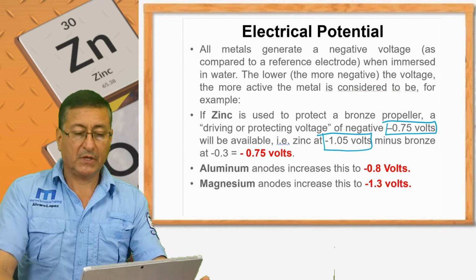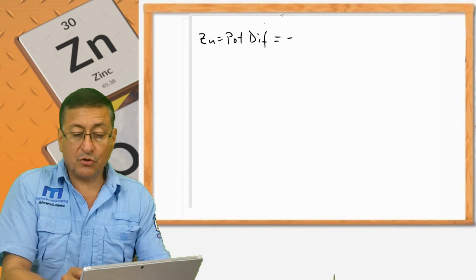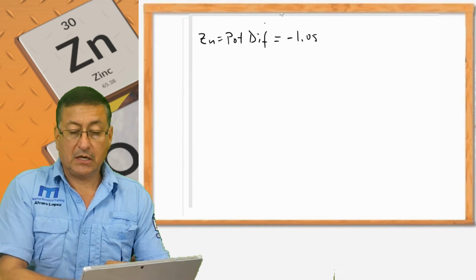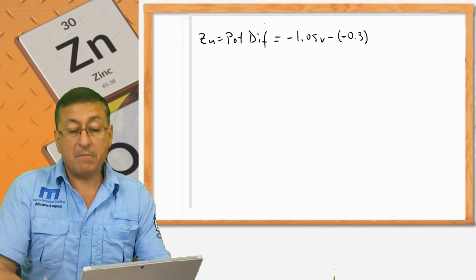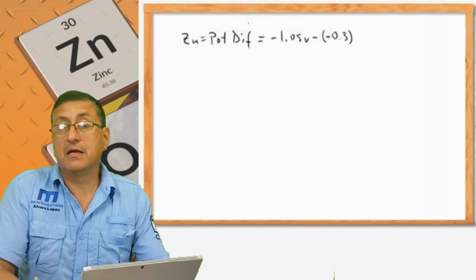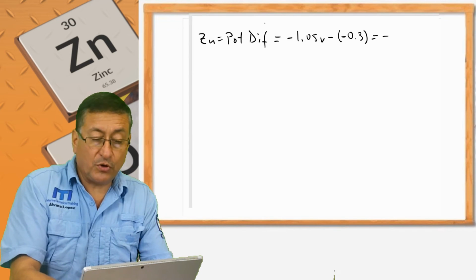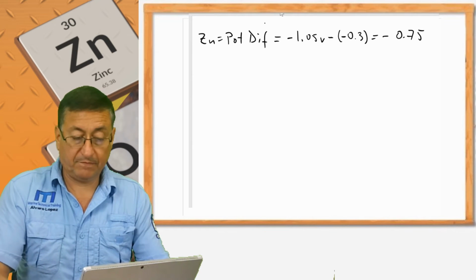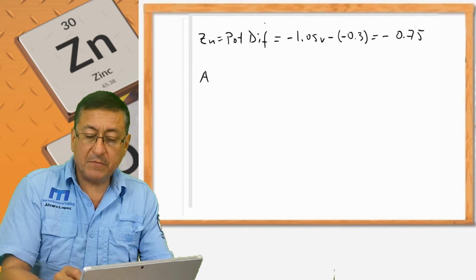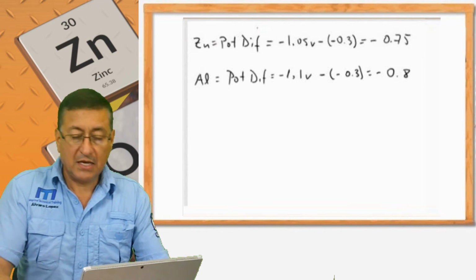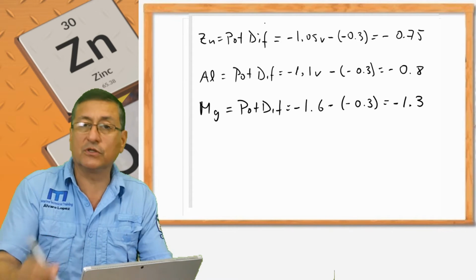For example, with zinc it is minus 1.05 volts, and the bronze is minus 0.3. The difference, minus 1.05 minus 0.3, is 0.75 negative. This is with zinc. If I use aluminum, the result is minus 0.8. If I use magnesium, the result is minus 1.3 volts.